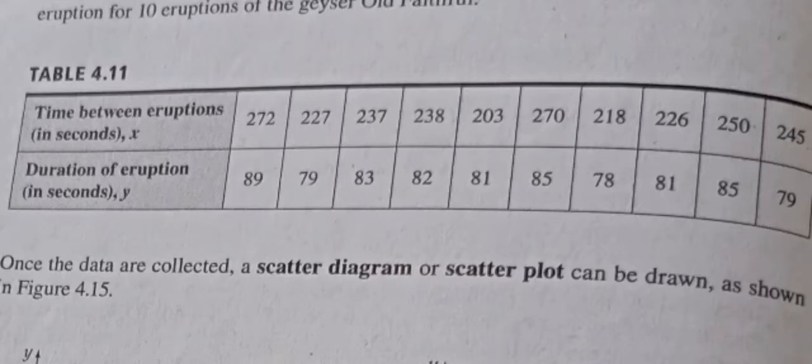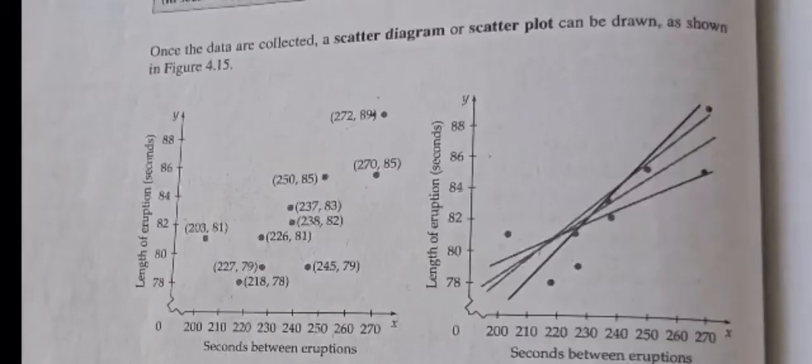A first step in this determination is to collect some data involving two variables, which is called bivariate. So tinatawag na bivariate yung may involved na dalawang variable sa data. So, in Table 4.11, it gives bivariate data showing the time between two eruptions and the duration of the second eruption for 10 eruptions of the geyser Old Faithful.